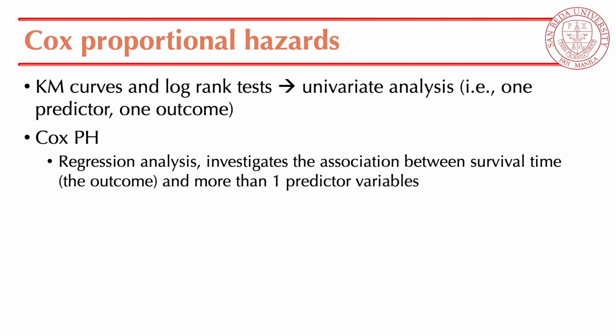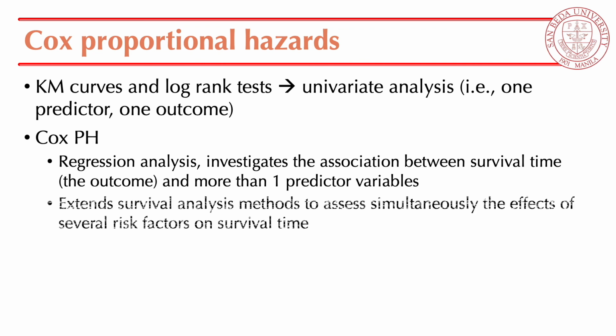Now, Cox proportional hazards, however, allows for more than one predictor in the analysis, because of course in real life, we almost always have many factors or processes affecting how and when an outcome will occur. Now, Cox proportional hazards basically extend survival analysis methods to assess the effects of many risk factors on survival time simultaneously. We'll very quickly go through this again in the workshop.